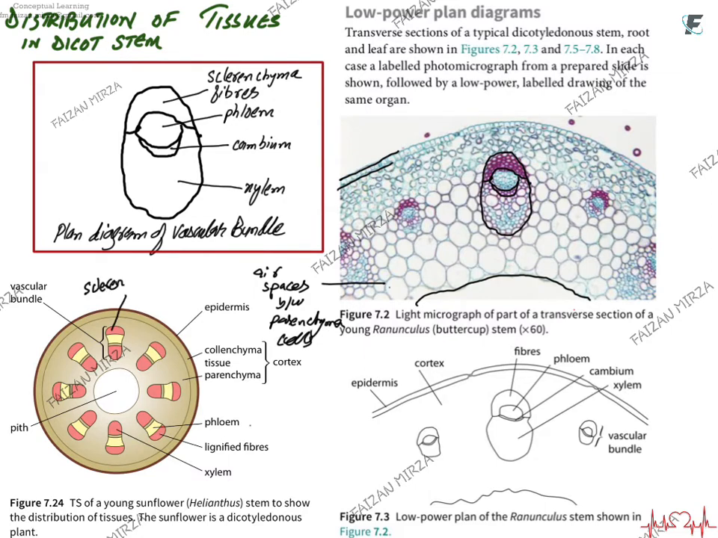In this diagram, you can see again these parts: the sclerenchyma, the phloem, the cambium, and the xylem. This thick lining is the epidermis, then these are the cortex cells, which are collenchyma, and this is the parenchyma of this tissue, then the cortex, and then the pith. So these are the parts of the stem, showing how these tissues are distributed in the stem.